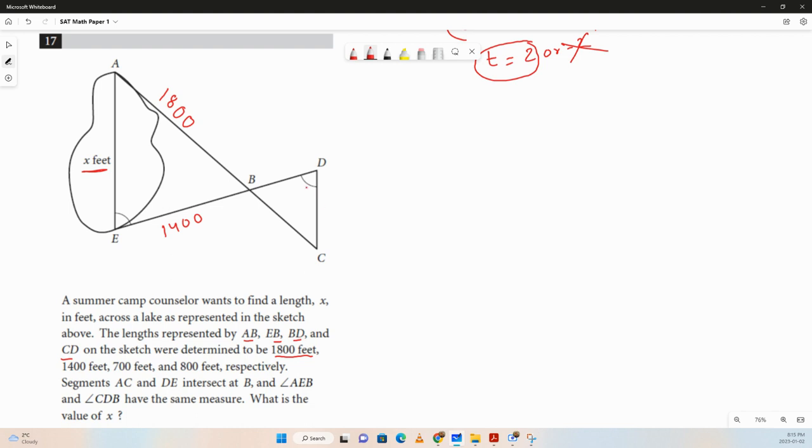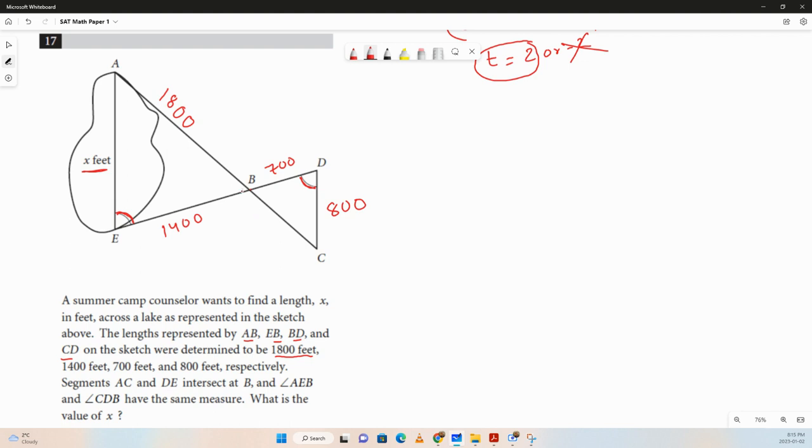BD is 700. And then CD is 800. So we have all these lengths given, and segments AC and DE intersect at B. Okay, that's fine. And angle AEB, which is basically this angle, and angle CDB, which is basically these angles, are equal. What is the value of x?